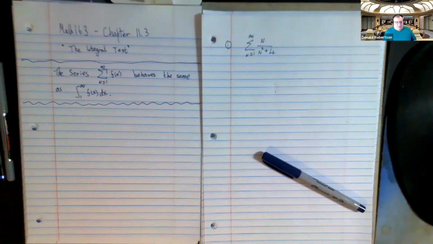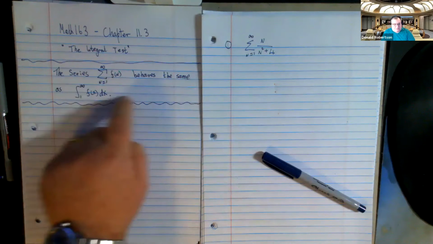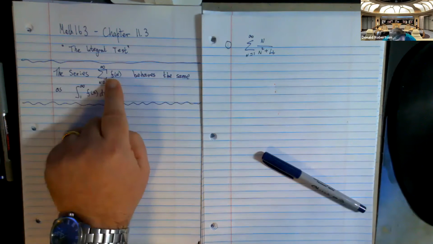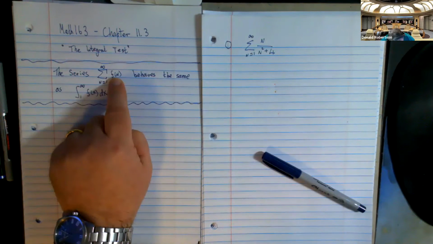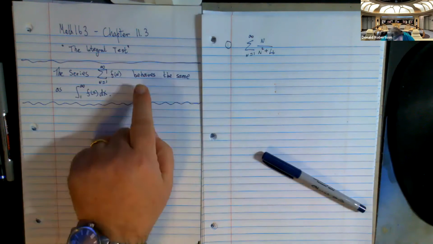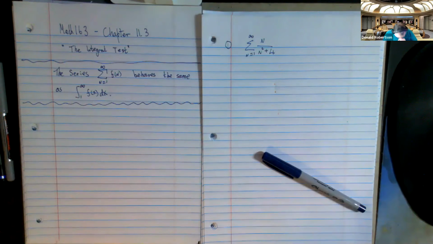So let's jump right into the integral test. This is basically a very condensed description of what the integral test says. If you've got a series, the sum from n equals 1 to infinity of f(n), like n over n squared plus 1, whatever, it behaves the same way as this integral.